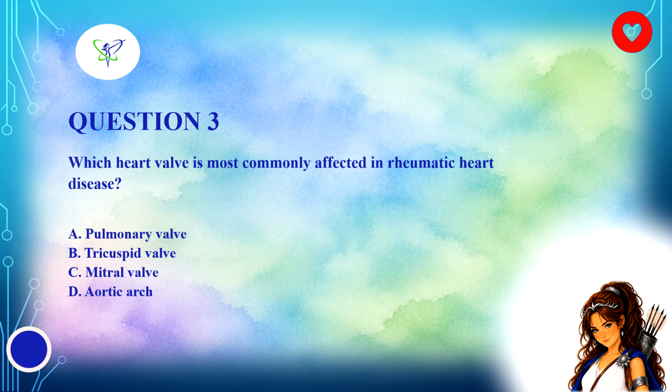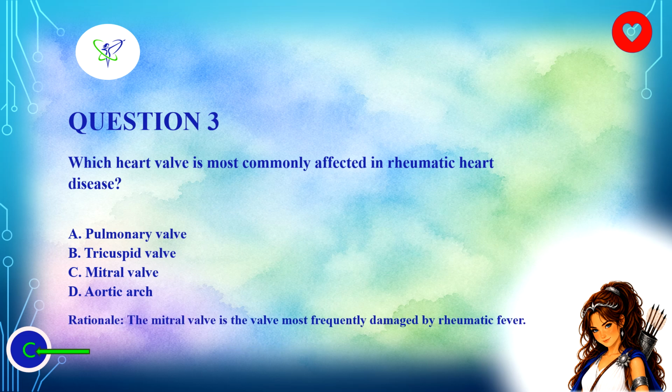Question 3. Which heart valve is most commonly affected in rheumatic heart disease? A, pulmonary valve, B, tricuspid valve, C, mitral valve, or D, aortic arch. I'm going to say C, mitral valve. The mitral valve is the valve most commonly damaged by rheumatic fever.